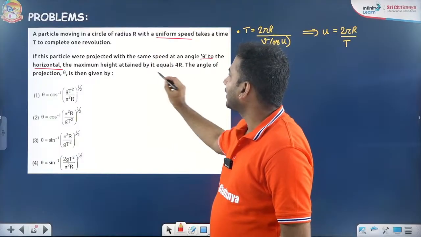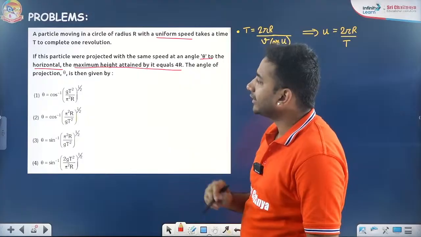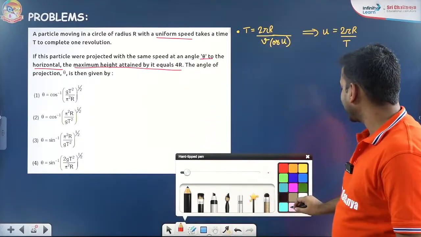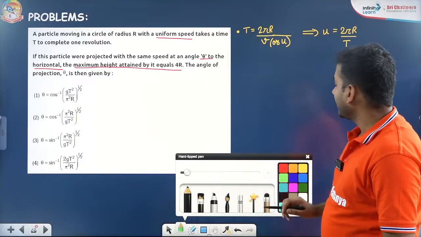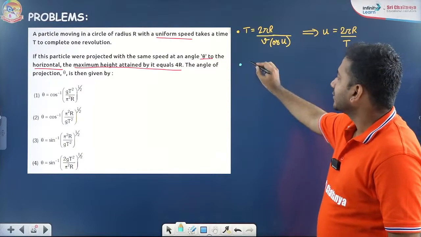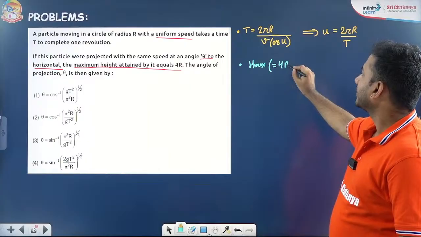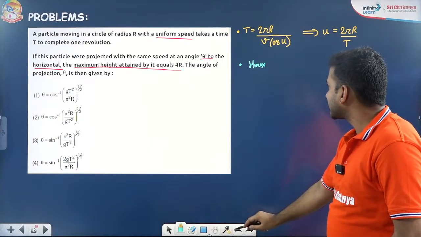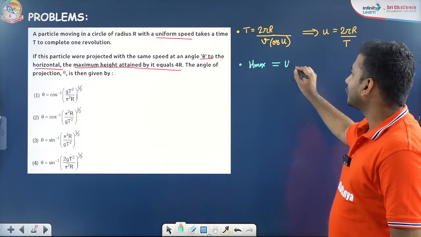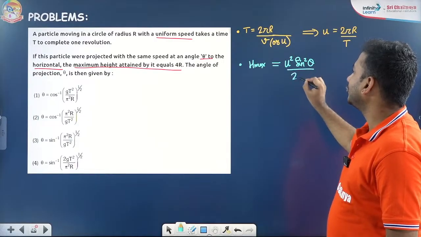The maximum height attained by the particle equals 4r. This was the radius r. The maximum height attained is 4r. The angle of projection theta is what we need. So the second thing I can understand here is that you are talking about angle of projection theta and h max. Let me write the h max NCERT formula first. H max NCERT formula is u square sine square theta by 2g.